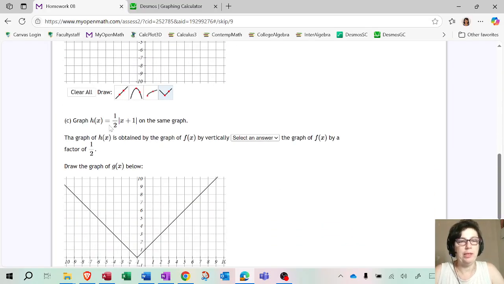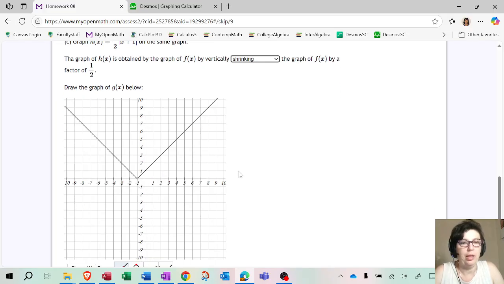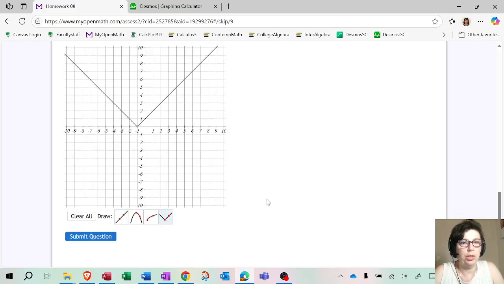Okay, now let's take a look at this particular example. So again, we're starting with absolute value of x plus 1, and we are multiplying that by 1/2. So this time, we are multiplying by a number between 0 and 1. That results in a shrinking of the graph. So this is called vertical shrinking of the graph by a factor of 1/2. So again, the y values are the only values that change. The x do not.